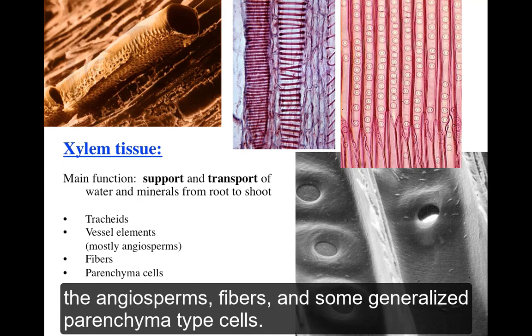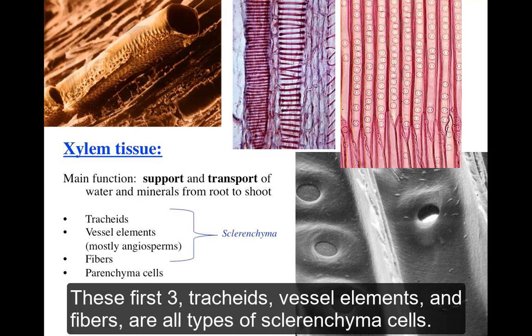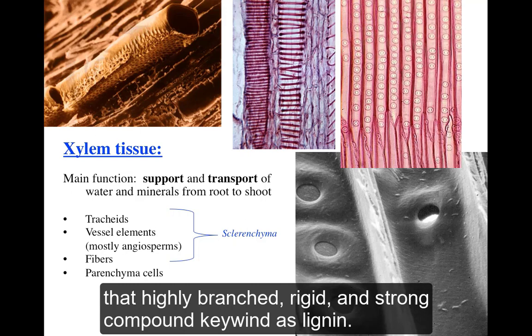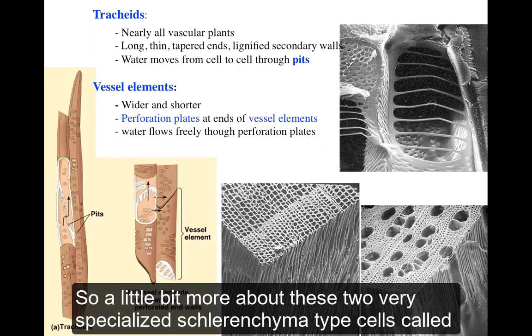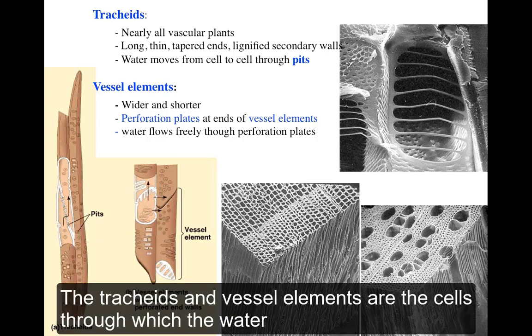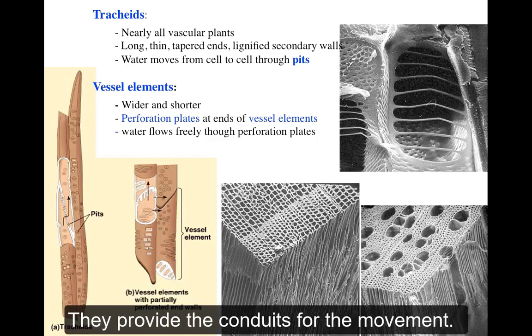parenchyma type cells. These first three, tracheids, vessel elements, and fibers, are all types of sclerenchyma cells, meaning that they are dead at maturity and they have a thick secondary wall containing that highly branched, rigid, and strong compound known as lignin. So a little bit more about these two very specialized sclerenchyma type cells called tracheids and vessel elements. The tracheids and vessel elements are the cells through which the water and minerals actually flow. They provide the conduits for the movement.